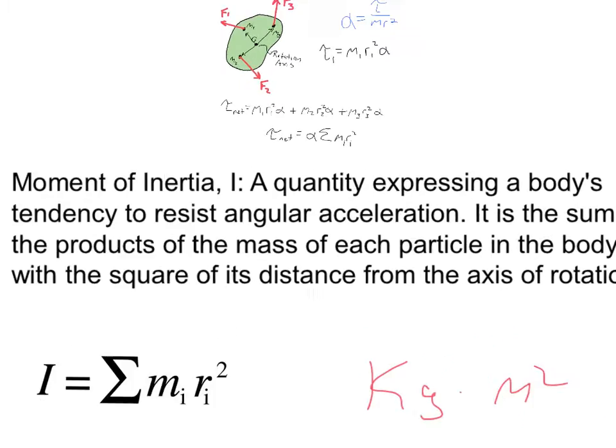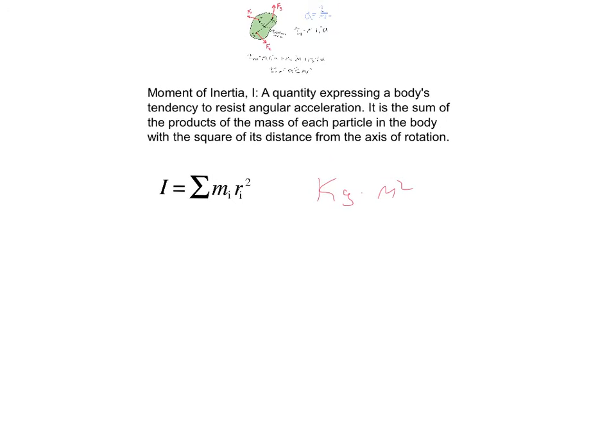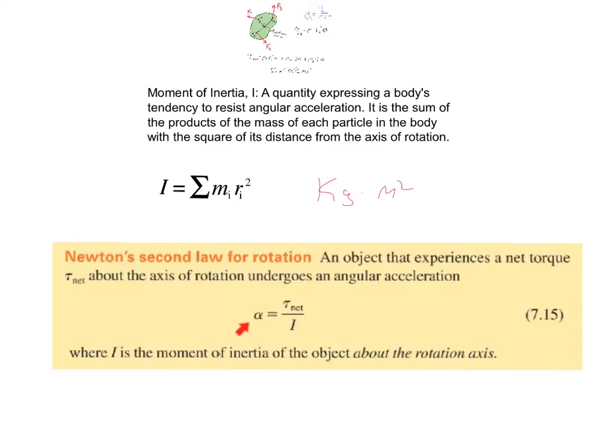Now, realizing that, and when we look at this equation here, we can see that if we substitute in the moment of inertia, it puts this final piece of the puzzle into place, giving us the fundamental equation for rigid body dynamics, which is angular acceleration is equal to the net torque divided by the moment of inertia. This tells us that an object that experiences a net torque around the axis of rotation undergoes an angular acceleration. The I here is the moment of inertia of the object about that axis of rotation. And this here will be the equation that you'll see on your equation sheet.